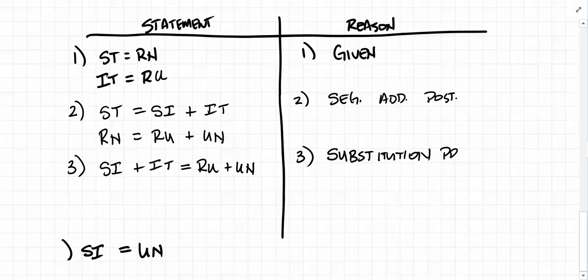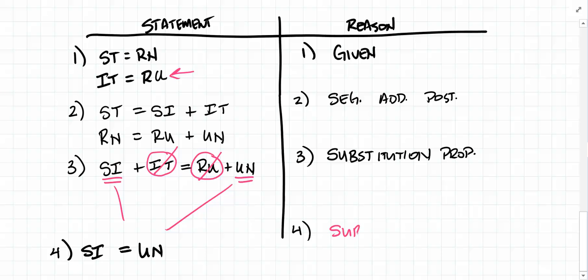So it must be the case that SI equals UN because we already know that this piece of information, IT, and RU are what, you guys? Same group. They're equal because it says so right there. So therefore, I could subtract them from both sides, leaving me just with this piece and this piece, which, oh my gosh, is exactly what I'm supposed to show. And the reason behind it is subtraction. So here's our proof so far.